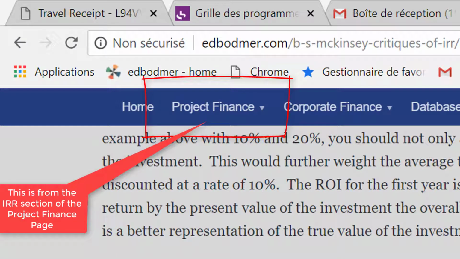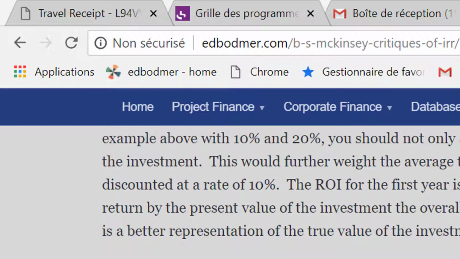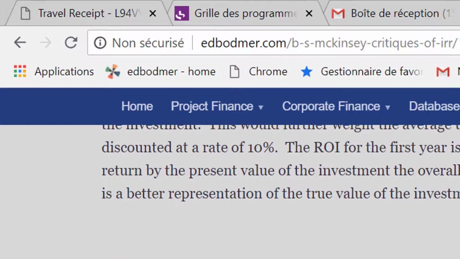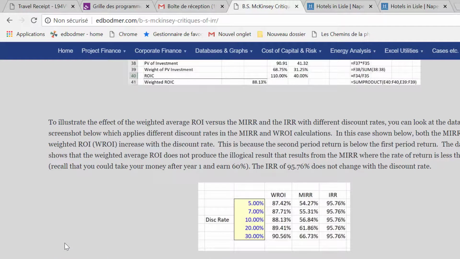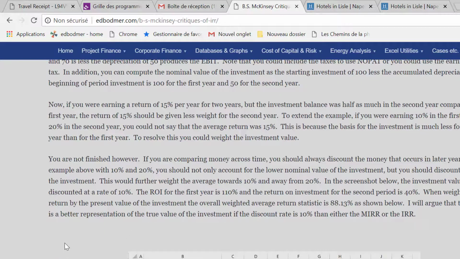This is part 2 of the IRR and McKinsey video. I hope they don't put a gun against me or anything else. But I'm going to start this video just talking about the directions and the influence of the cost of capital in the IRR.